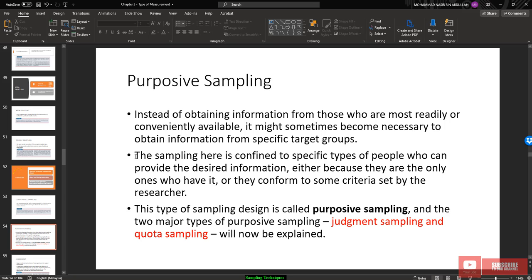So the sampling here is confined to specific types of people who can provide the desired information, either because they are the only ones who have it or they conform to some criteria set by the researcher. This type of sampling technique is called purposive sampling. The two major types of purposive sampling technique are judgmental sampling and quota sampling. Right, we will explain about that.